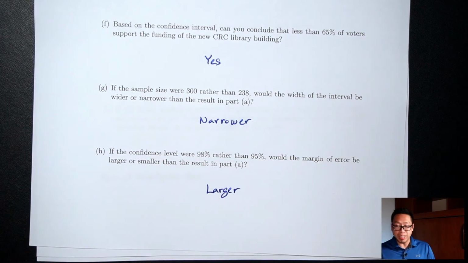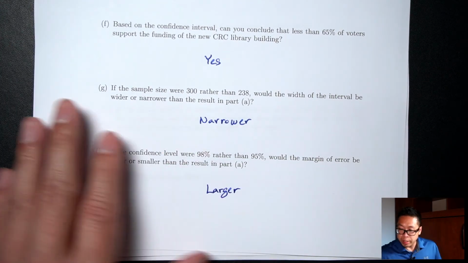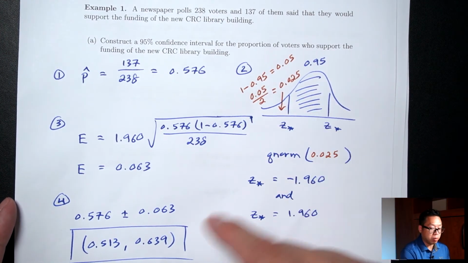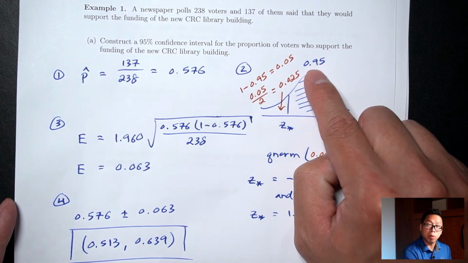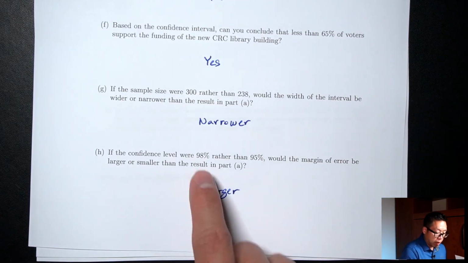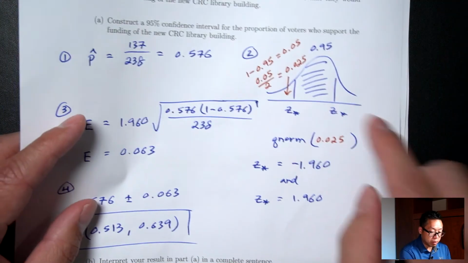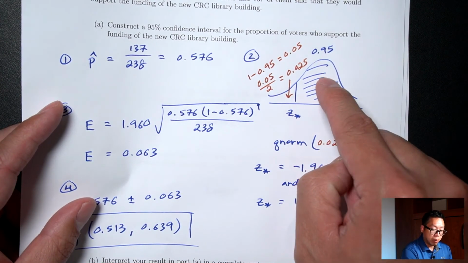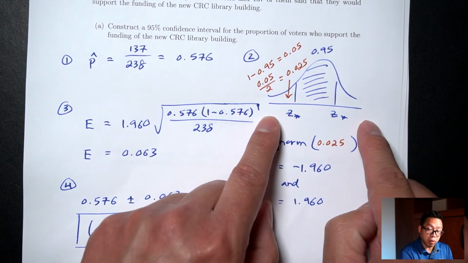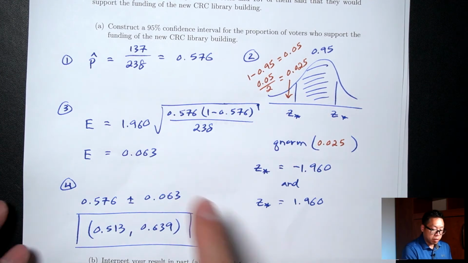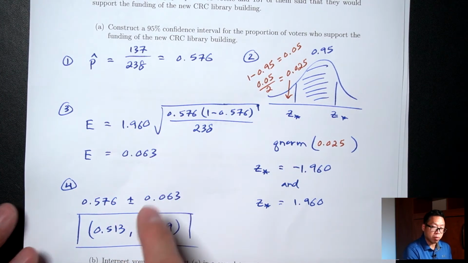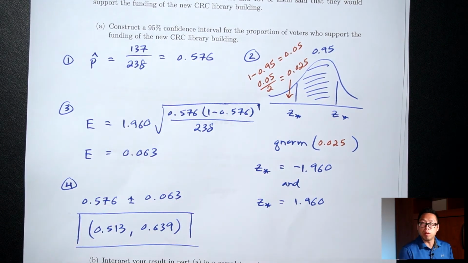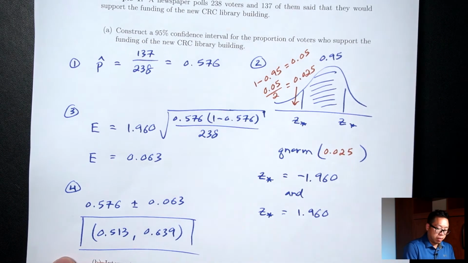But remember, what's the reasoning behind that? The confidence level has to do with the area in the middle. In the original, we were using an area of 0.95. If the new confidence level were 98%, then this new area would be 0.98. So a bigger area. A bigger area would mean the z-stars will be bigger. Z-star is multiplying. So if you multiply by a bigger number, overall, you'll get a bigger number for the margin of error. So that's why it's larger.